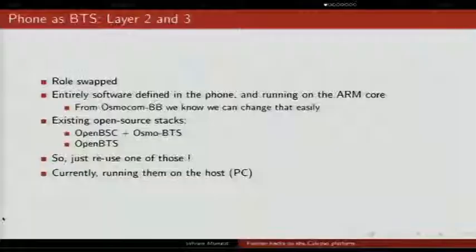So, now that we know what a GSM network looks like and what the phone looks like inside, how do we make the phone act as a network? Well, it all starts with layer 2 and layer 3. So these are the upper layers, as I mentioned before. The main difference here is that the roles are swapped, obviously. But it's not much of an obstacle because even in cheap phones like that, all of this is implemented in software. So we can just strip it out, all the software, and replace it by our own software.